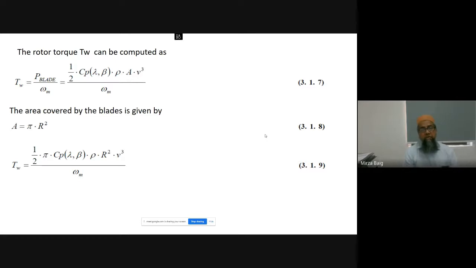We can find the rotor torque. The rotor torque is the power of the blade divided by the rotational speed, where it's Cp rho A V cube over omega m, where A, the swept area, is pi r square. So if we include that in the area, the rotor torque is the blade power over omega. So 3.1.9 is the equation for calculating the torque of the wind turbine.